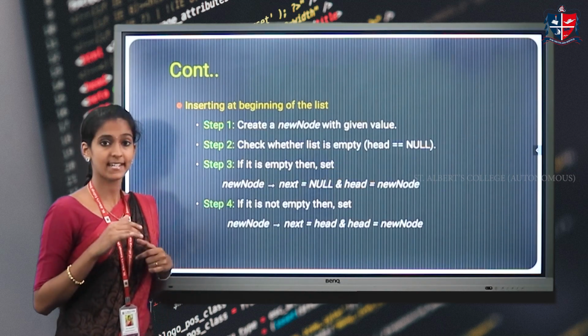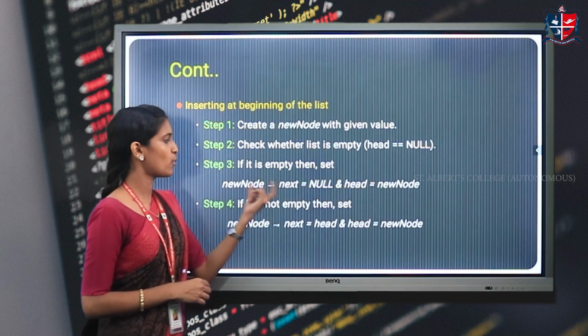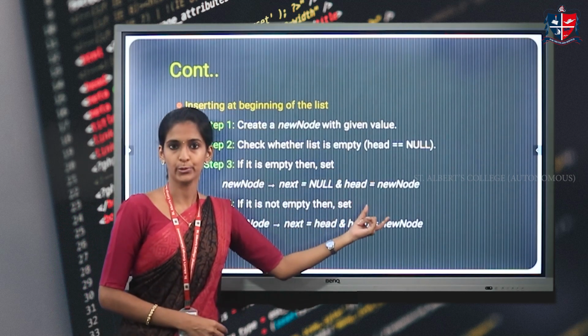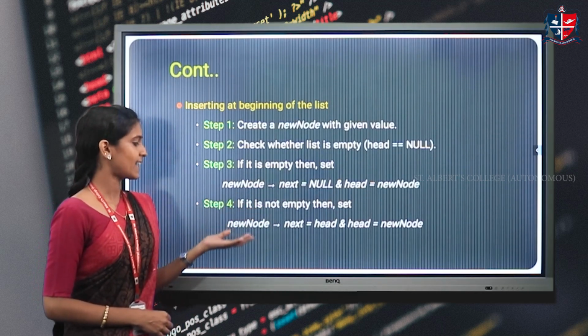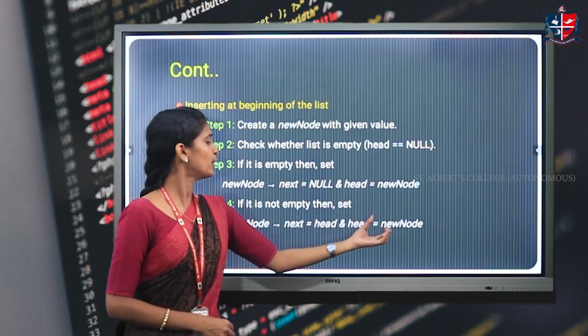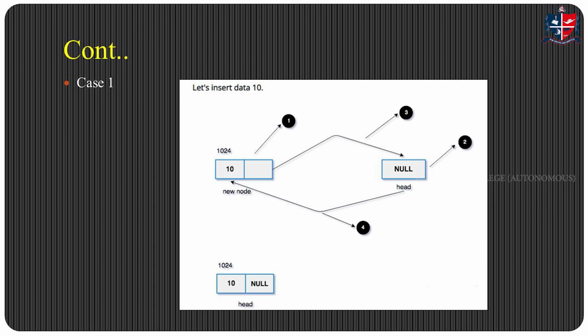If the list is empty, you can directly set new node next as null, and also head is equal to new node. And if the list is not empty, you set new node next is equal to head and head is equal to new node. This can be checked through an example. So this is the first case.